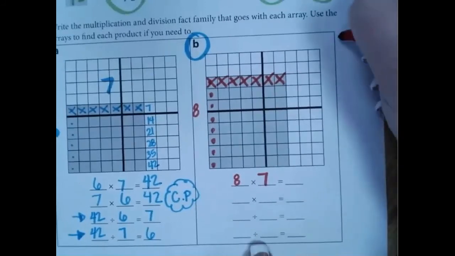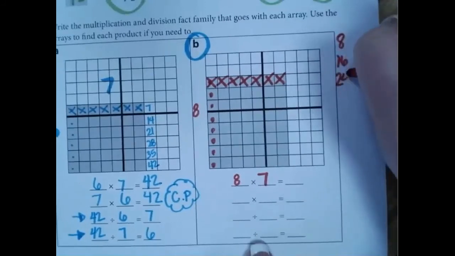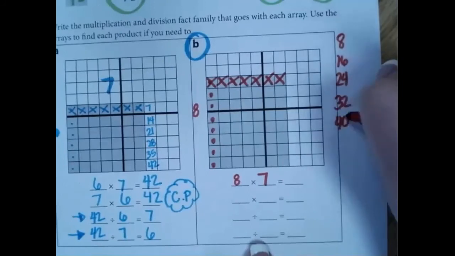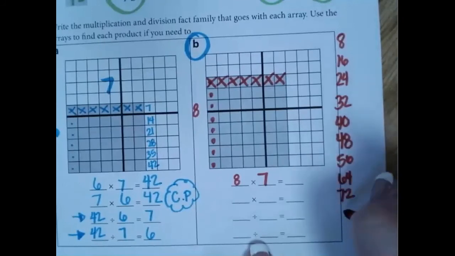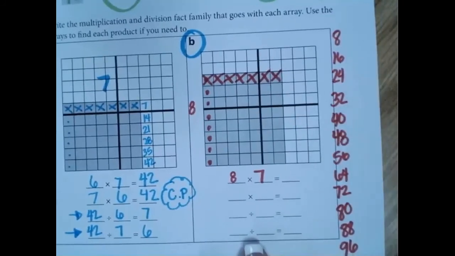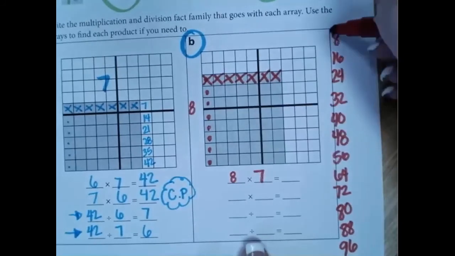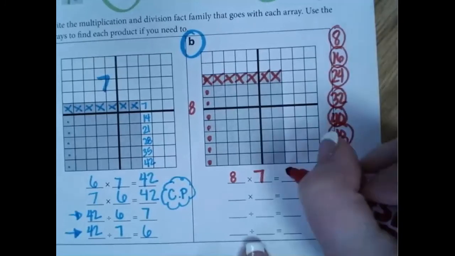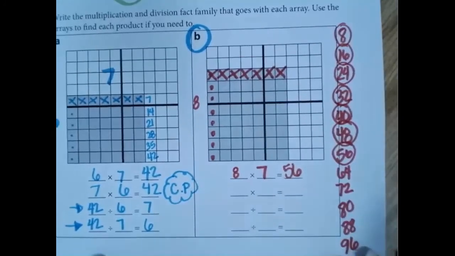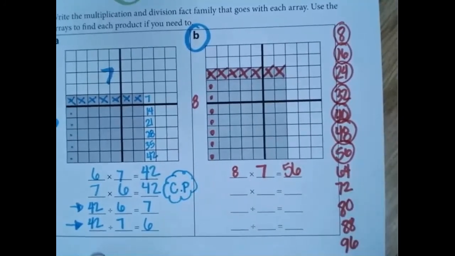Row, row, row your 8s, 8, 16, 24, 32 and 40, 48 and 56, 64 and 72, 80 and 88, 96, we're done. Okay, so now I'm going to go back and find 8 groups of 7, or 7 groups of 8. 1, 2, 3, 4, 5, 6, 7. 56. Okay, repeat after Miss Gerald. 5, 6, 7, 8. 56 is 7 times 8.